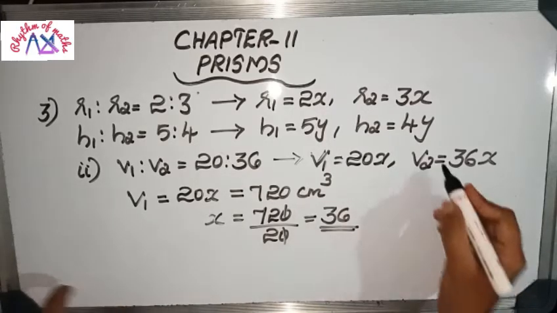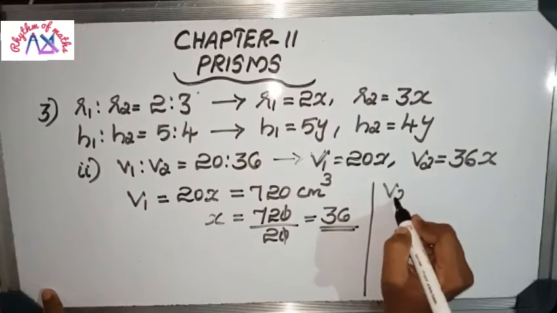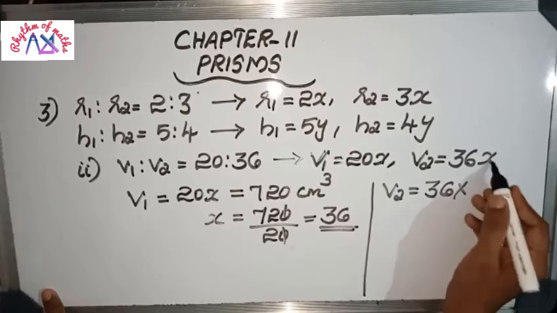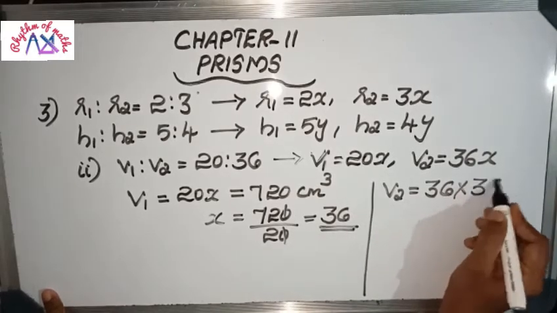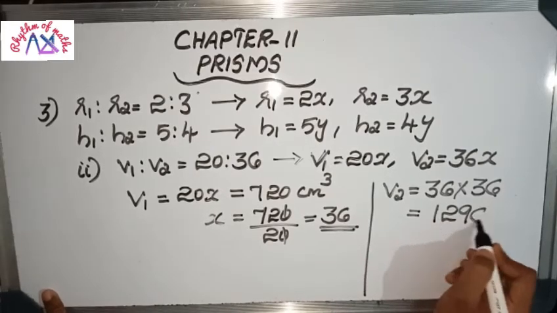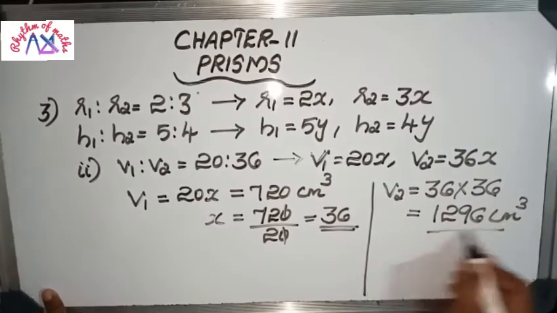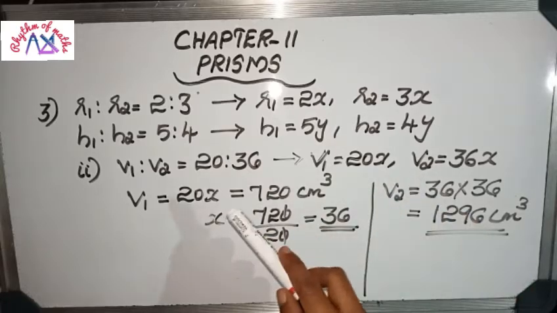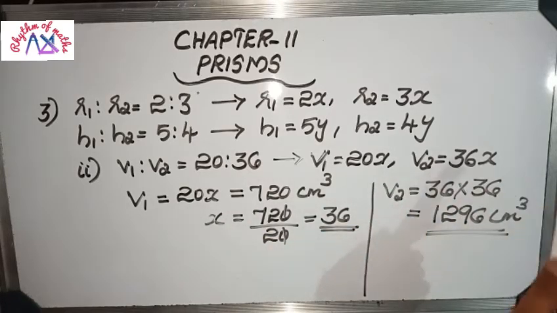So to find the volume, second volume V2, what we need to do? V2 answer is 36x. So 36 into, instead of x we can put 36. So 36 into 36, answer is 1296 centimeter cube. Okay, this is from the ratio. You already know how to apply the ratio. Okay, just to find the x value, then apply that x value here. Okay, in 8th standard you have learned about this ratio. So this is third one answer. Now let's move on to next subheading.